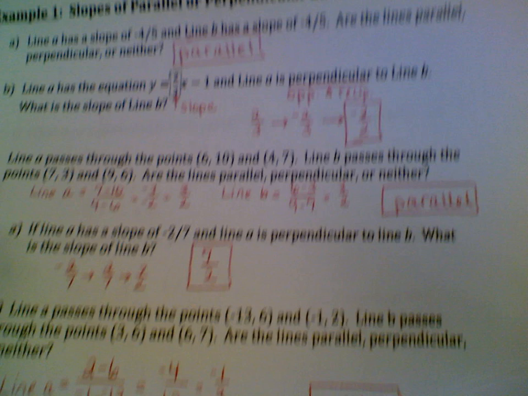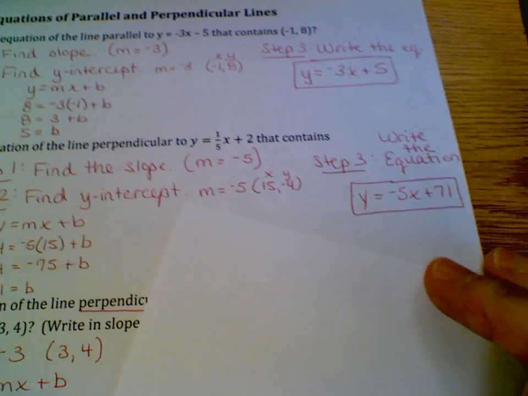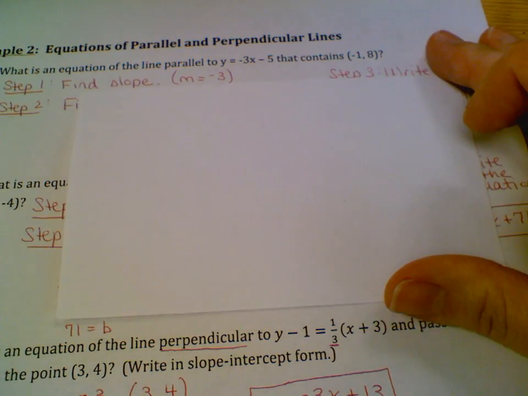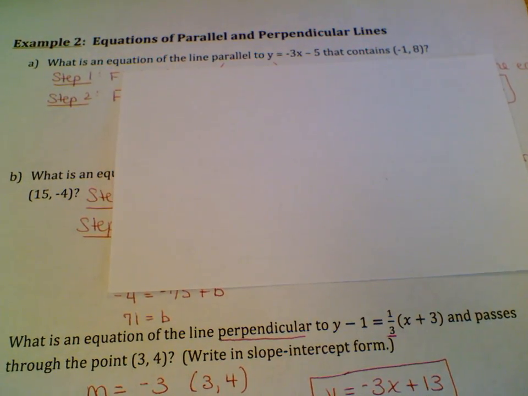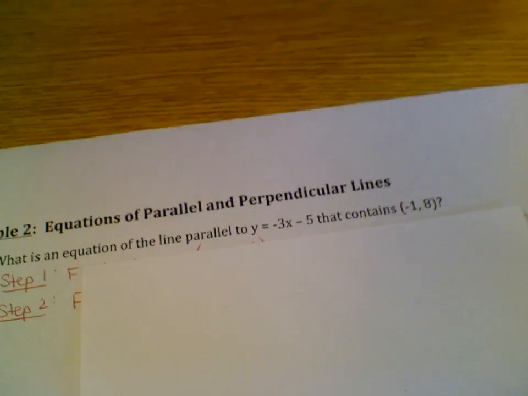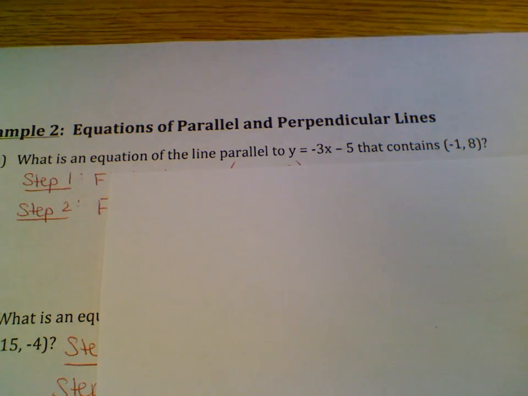Okay, the second part of this lesson is writing the equation. And we practiced a lot of that in the last section. But kudos to us, we only have to do this in slope-intercept, so that makes it a lot easier. We don't have to take the time to go through how to do it in point-slope. So here we go. What's an equation of the line that's parallel to this and goes through this point?